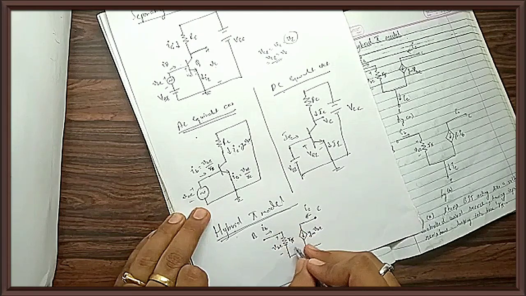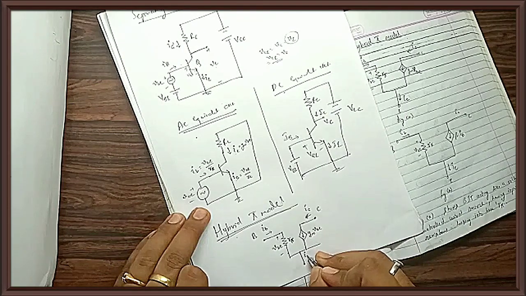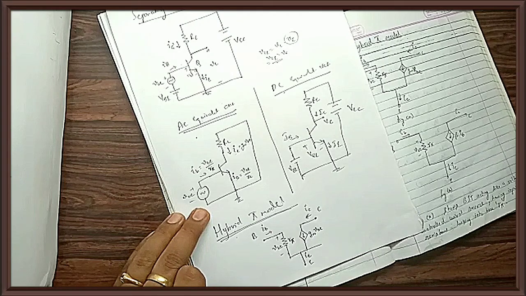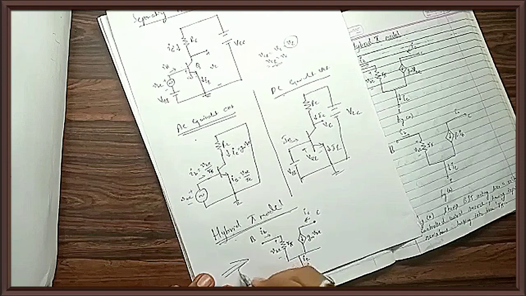And as you all know, the sum of current entering the node should be equal to the sum of current leaving the node. The current leaving the node will be equal to small i subscript small e. So this is my hybrid pi model.